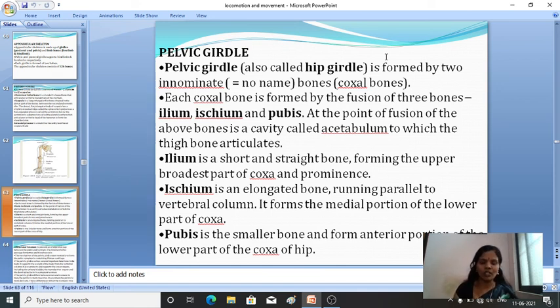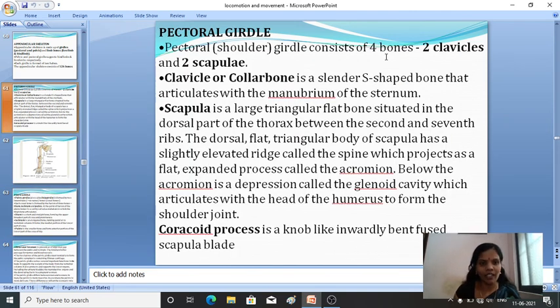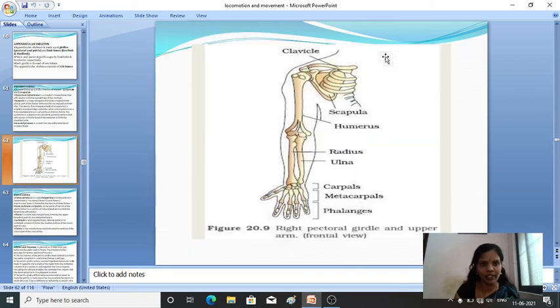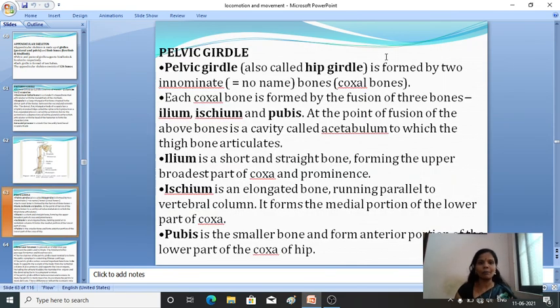What are the bones, different parts of the human skeletal system, in detail we have studied. So next we'll move on to the pelvic girdle. Last time we discussed the pectoral girdle and the bones associated with it. Next we'll move on to the pelvic girdle, also called the hip girdle.